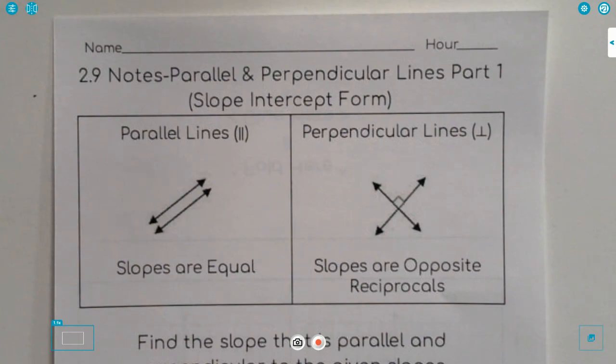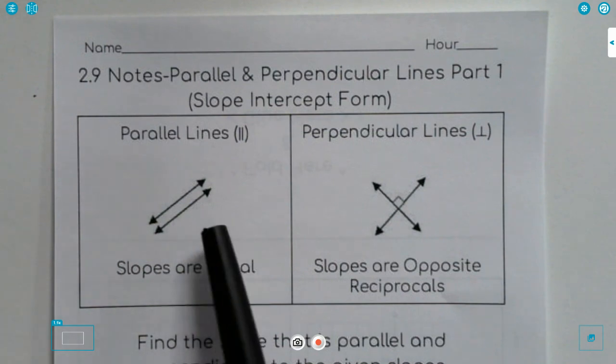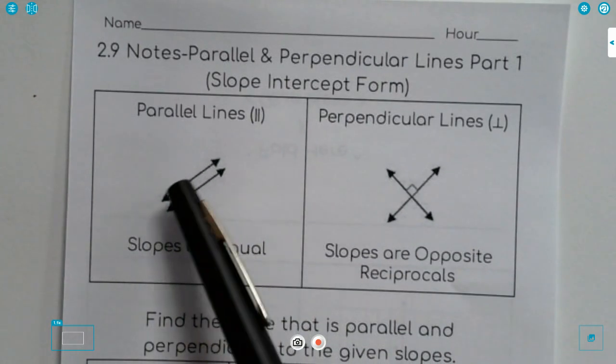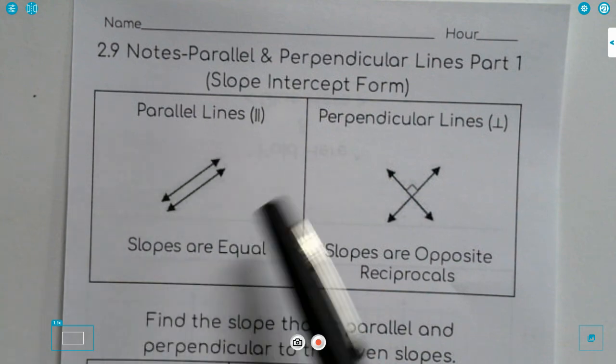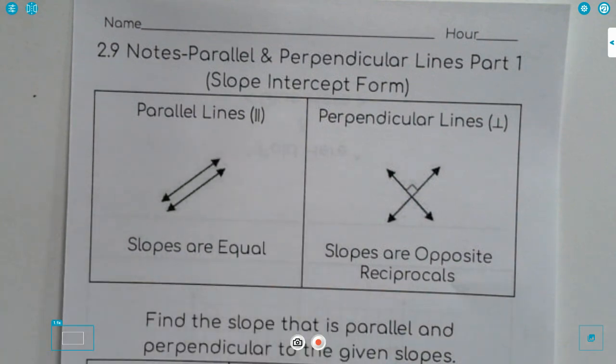So these are the last two lessons that we're looking at for Unit 2. 2.9 and 2.10 are both about parallel and perpendicular lines. So parallel lines are two lines that start in a different spot, but they have the exact same slope, so they're never going to catch each other.